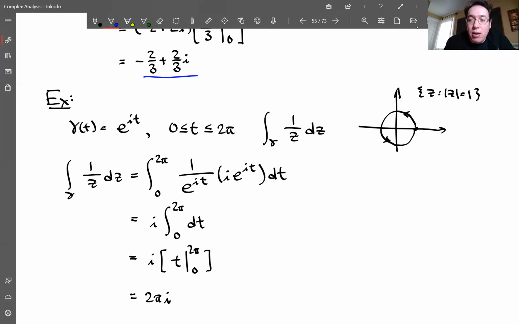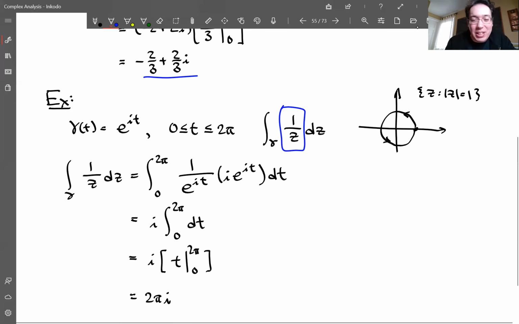Let's integrate along the unit circle, starting at 1 and going counterclockwise. And we're going to integrate the function 1 over z. Now, I'm going to warn you, this is a very important example. We're going to come back to this example over and over again. It's very fundamental in the theory that we're going to study later. So pay attention. But the computation itself isn't bad.